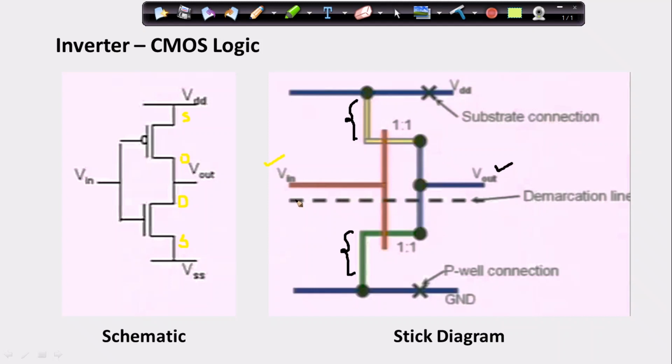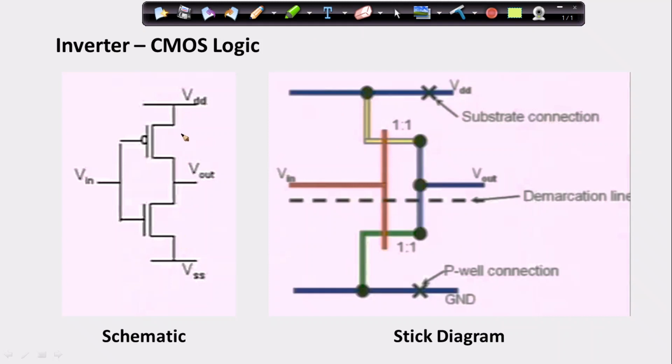Here you can observe the demarcation line. This line represents what? The things which are above this line, we can call them the pull up region, and the region which is below the demarcation line will be the pull down region. Okay, so this is all regarding our CMOS inverter.